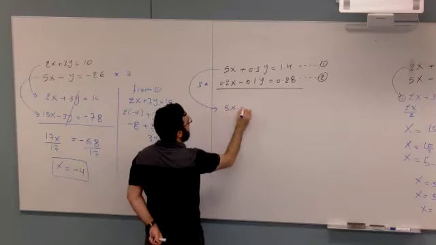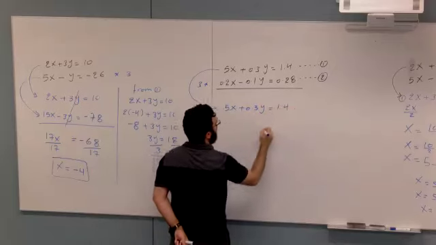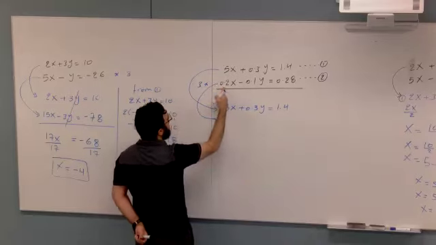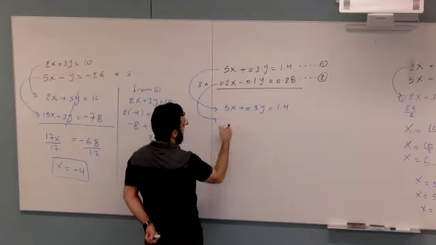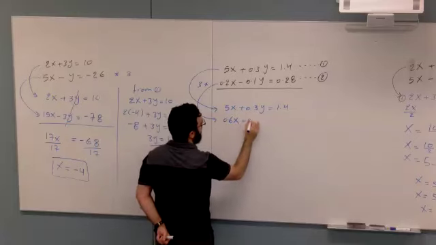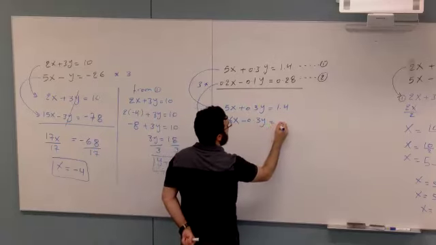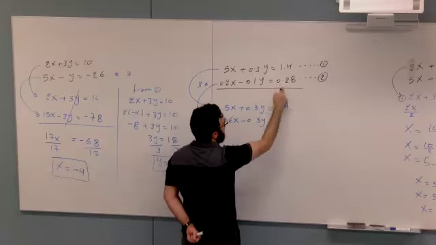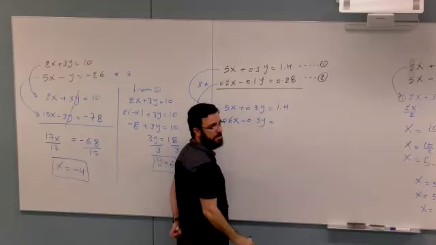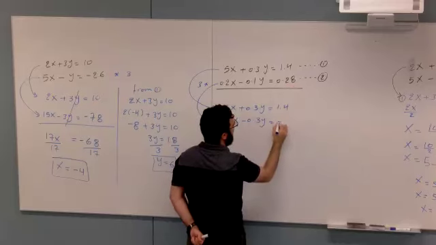Let's write down the first one. It's going to be 5x plus 0.3y equal 1.4. This is the first equation. The second one is going to be 0.2 times 3, 0.6x minus 0.3y, because 0.1 times 3 is 0.3. And 0.28 times 3 is 0.84.